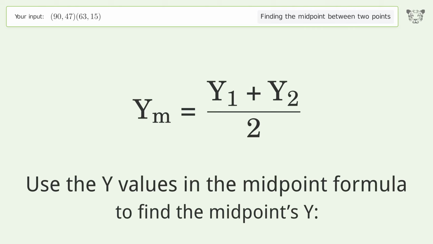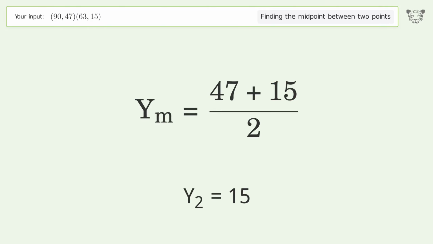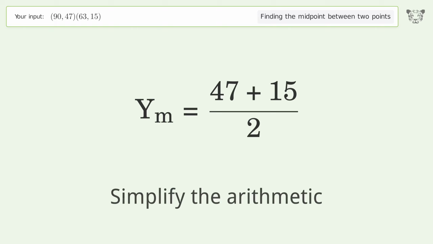Use the y values in the midpoint formula to find the midpoint's y. y1 equals 47. y2 equals 15. Simplify the arithmetic.